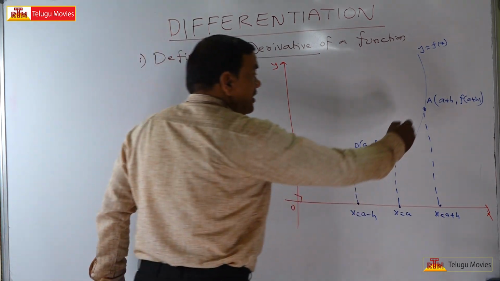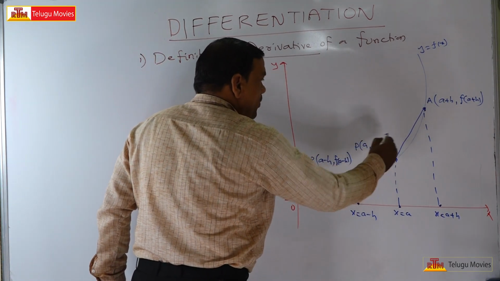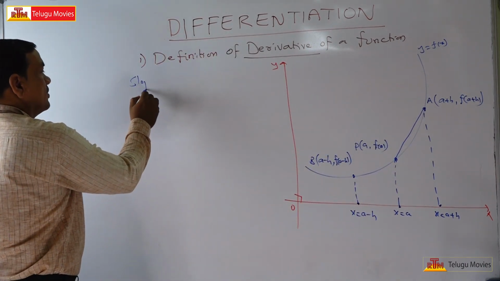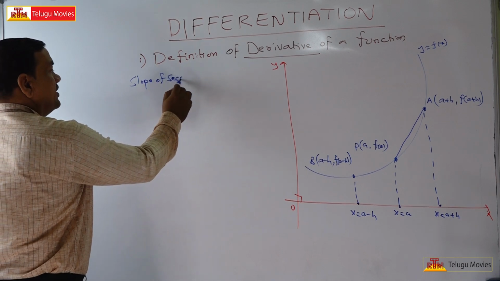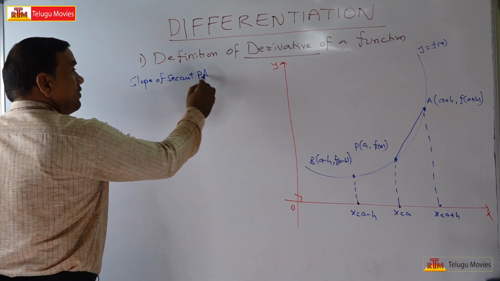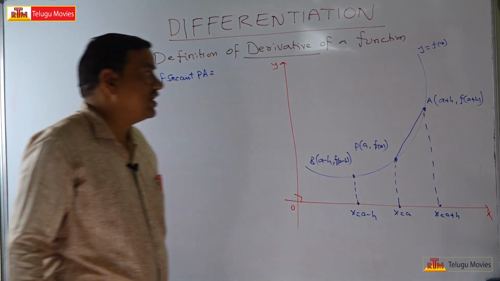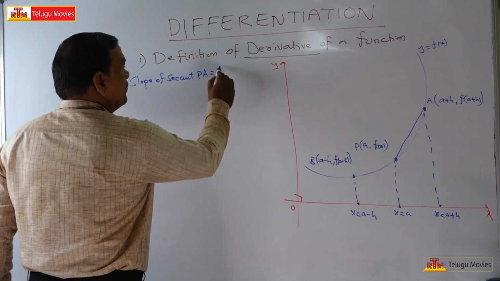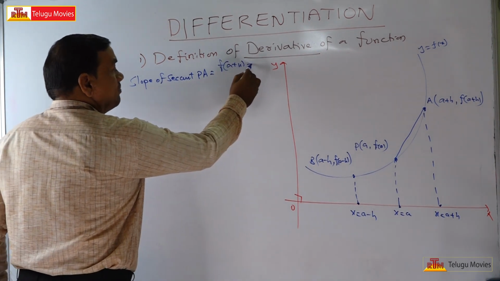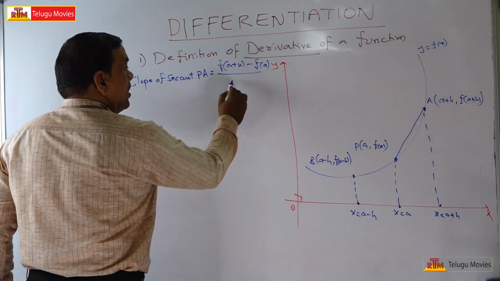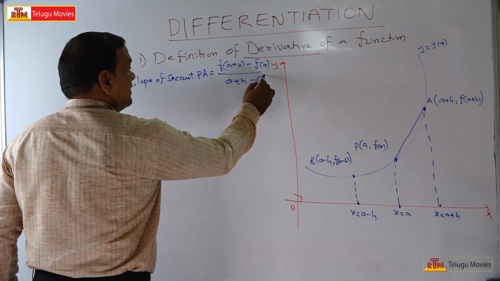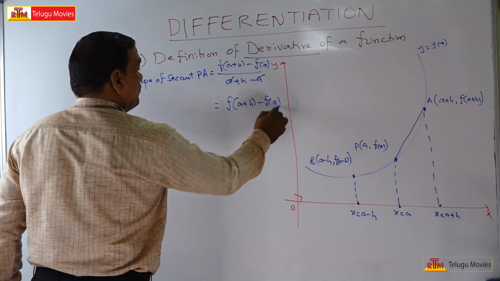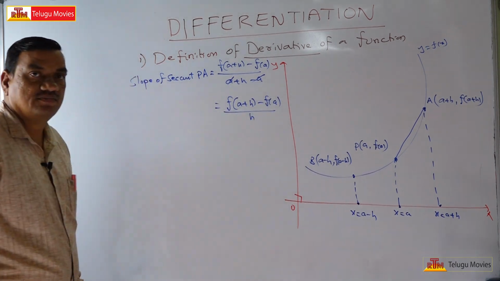Now let us see the slope of this tangent. So that is equal to the slope of the secant PA. What is the slope of the secant PA? As we know, y2 minus y1 by x2 minus x1. What is y2? f of a plus h minus f of a upon a plus h minus a. Plus a minus a cancel. f of a plus h minus f of a whole divided by h.